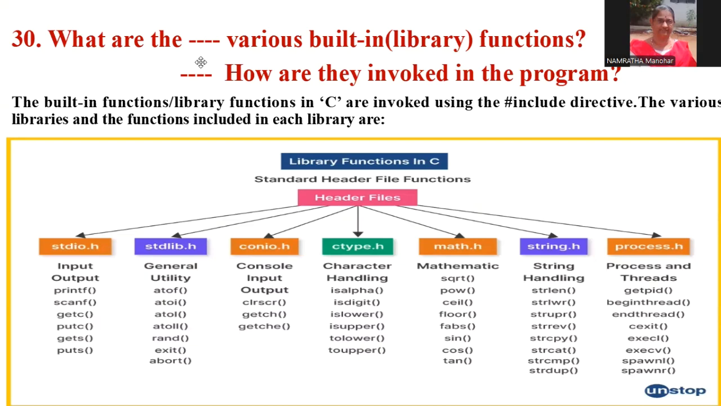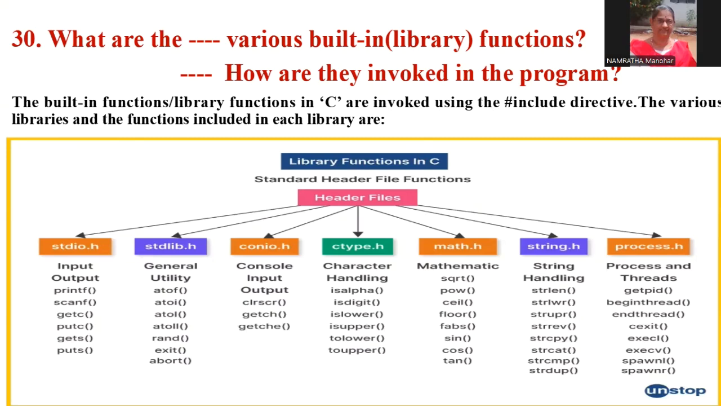Now, coming to what are the various built-in library functions? How are they invoked in the program? In the previous episodes, I have explained that C is a very strong language because it has a number of built-in functions. That is, functions which are commonly used, the programs for them are already written and kept. So we only have to invoke that function and use that particular program. The built-in functions, also called library functions in C, are invoked using the #include directive. The various libraries and the functions included in each library are the library functions in C. They are included in standard header files.